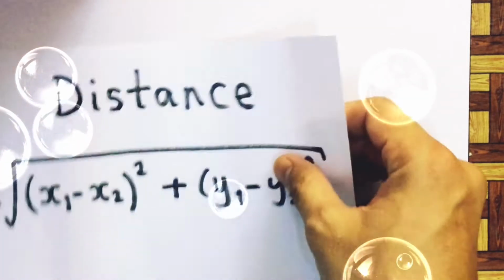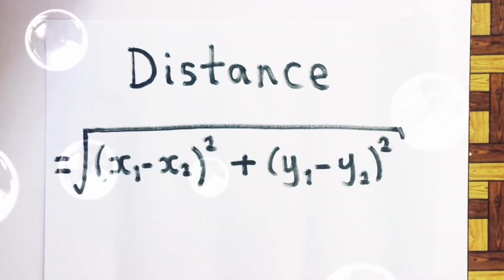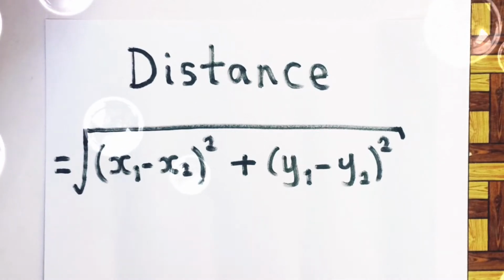And the second one will be the distance formula. In order to find distance, you have to use square root, bracket x1 minus x2 squared, or you can have x2 minus x1 squared, it doesn't matter, both are the same, plus y1 minus y2 squared. So you're going to use these two formulas to solve the quiz for today.